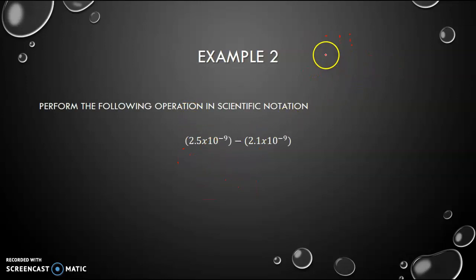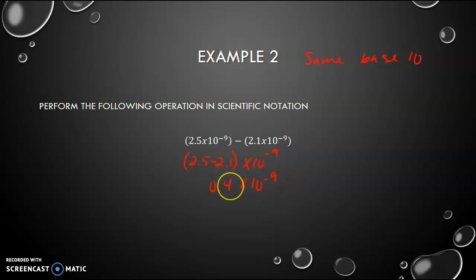So here I have subtraction. So again, I need that same base 10 in order to subtract. Here we have that 10 to the negative 9, so that's good. That means that after I subtract, I'm still going to have times 10 to the negative 9. And then I'm going to take 2.5 minus 2.1. And so 2.5 minus 2.1 is 0.4. So we have 0.4 times 10 to the negative 9th.